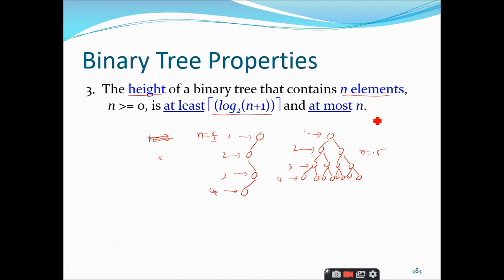So I have to take the ceiling of log of n plus 1 base 2. What is log of n plus 1? It is log of 16 base 2, right, which is equal to 4. So the height of a binary tree that contains n elements, where n is greater than 0, is at least log of n plus 1 base 2, and at most means this one. Is it clear up to this point?